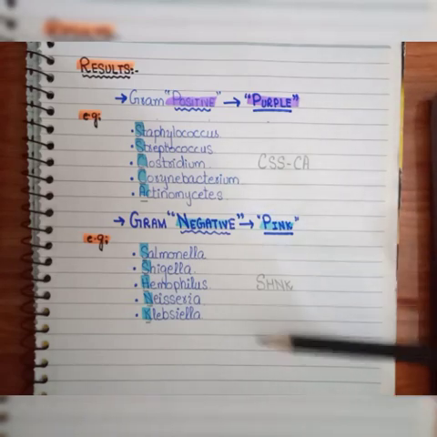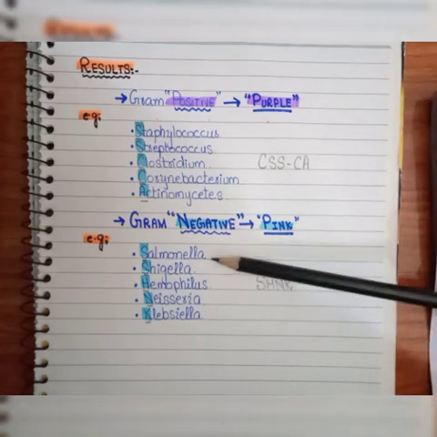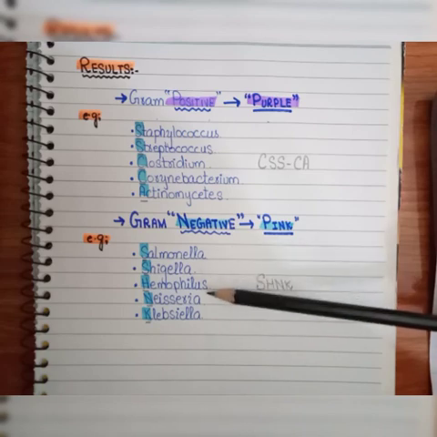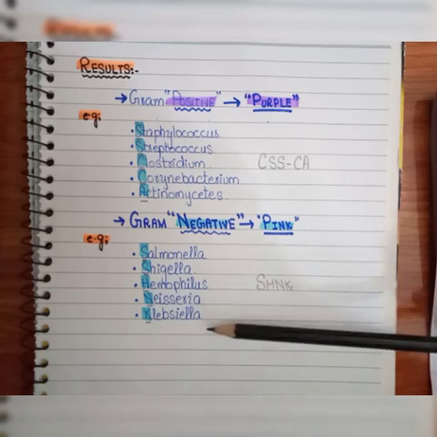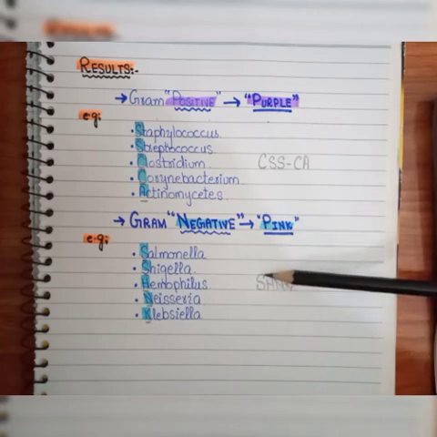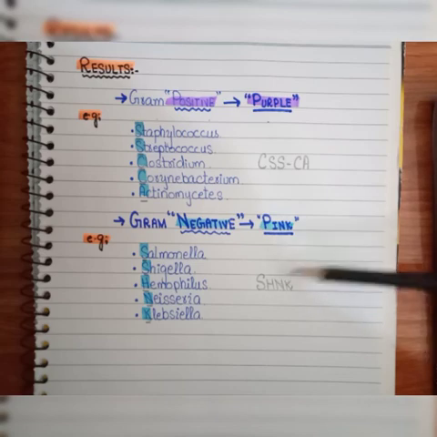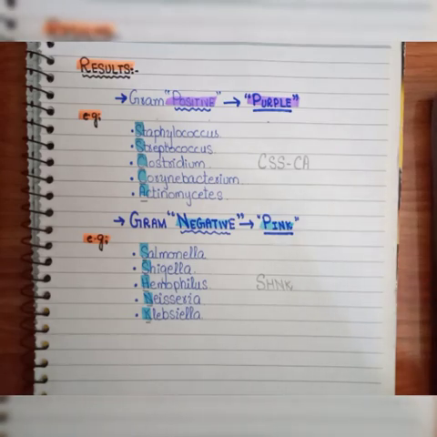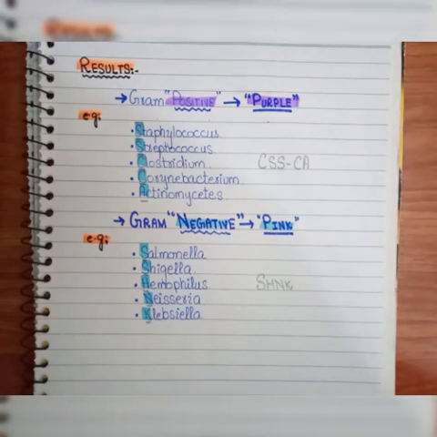And the examples of gram negative bacteria are Salmonella, Shigella, Haemophilus, Neisseria, Klebsiella. And the mnemonic is SHNK. S for Salmonella and Shigella, H for Haemophilus, N for Neisseria, and K for Klebsiella. So here is all about the gram staining. In this video, we have discussed the principle, the procedure and the results of gram staining, and some examples of gram positive and gram negative bacteria.